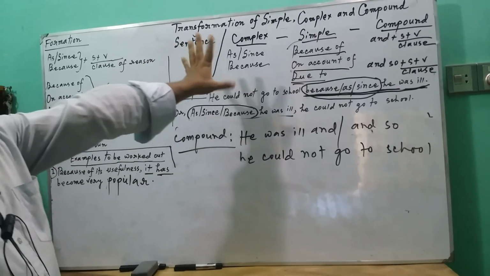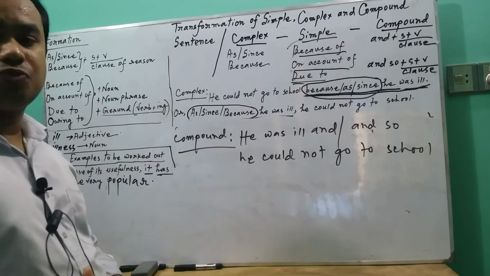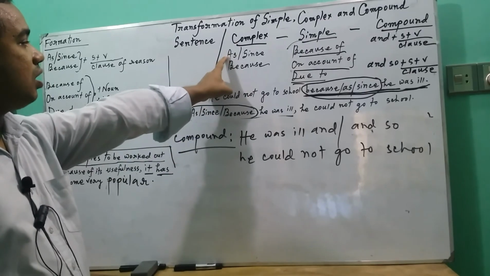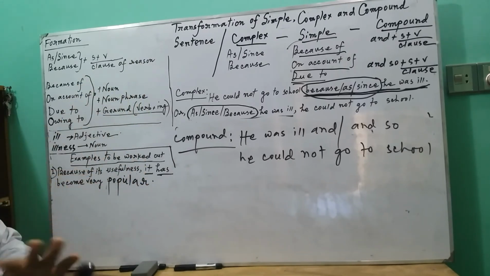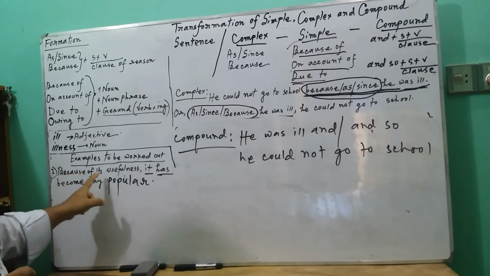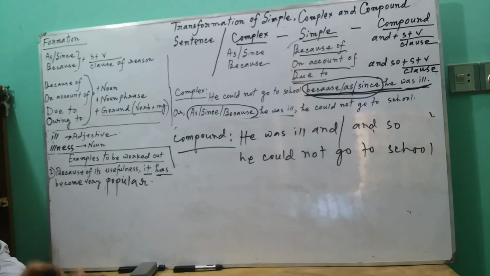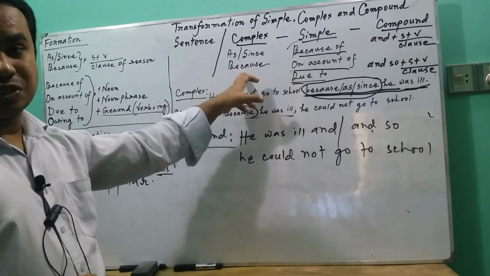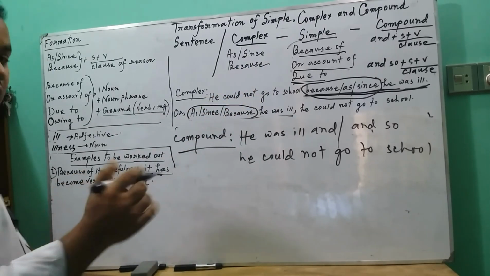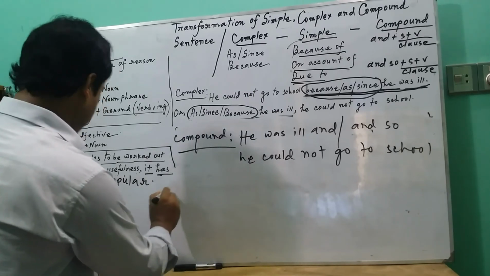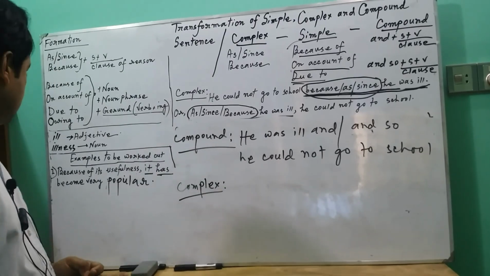To make this complex sentence, you have to make the phrase a subordinate clause, and as usual, the subordinate clause needs to start with the subordinating conjunction as, since, because. So I'm using here as, since, whatever it is. As it is useful. After as, since, because, you have to use a subject and finite verb, because this is a subordinating conjunction. A subordinating conjunction introduces a subordinate clause. I'm showing you this. This is a complex sentence.